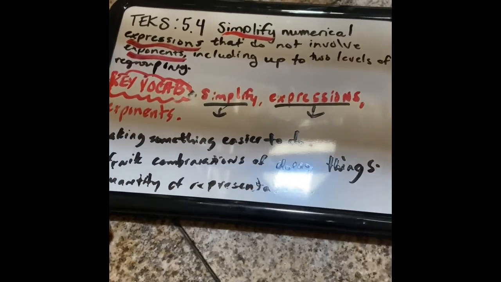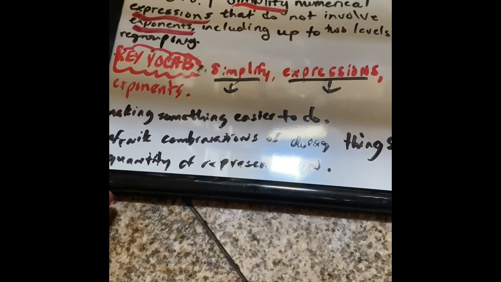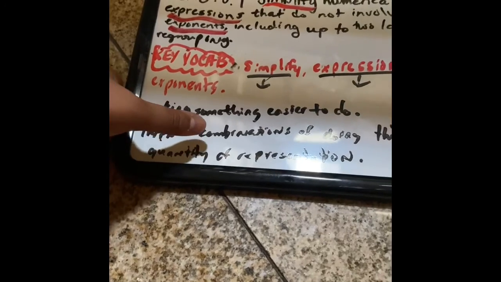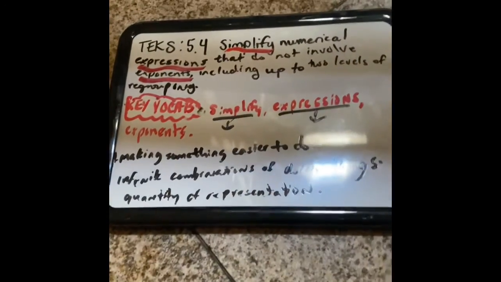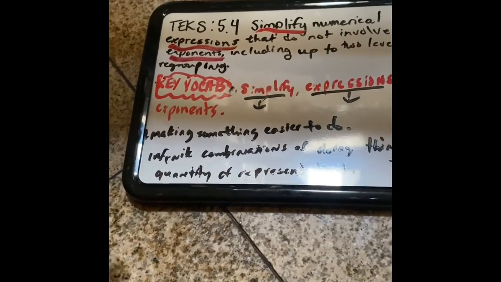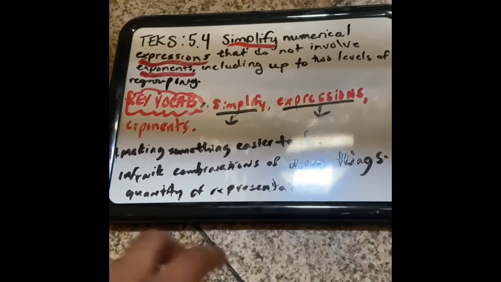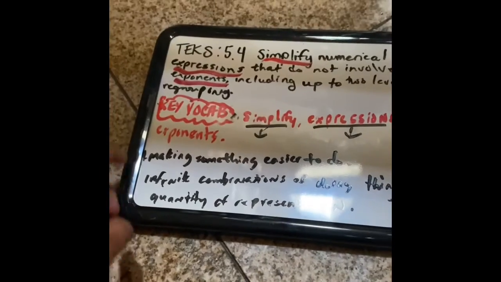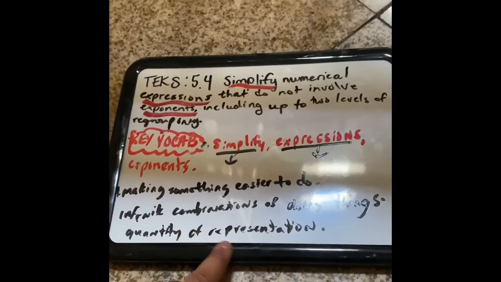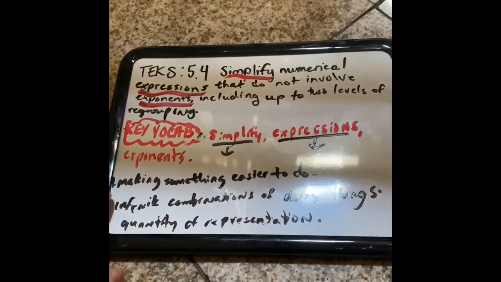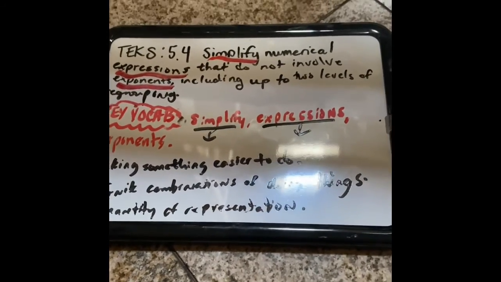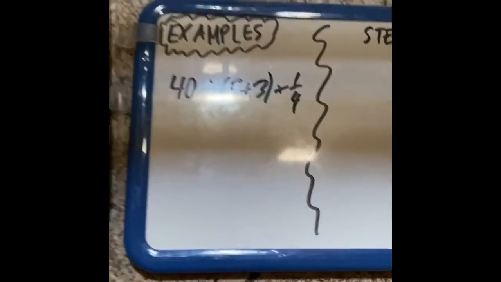Expressions. How do we express ourselves in everyday life, right? There are an infinite combinations of doing something, right? Just like in math, there is not one particular way to solve a problem. There are several different ways to solve problems. And then exponents, which is a quantity of representation. How you represent something and how you translate that to over here.